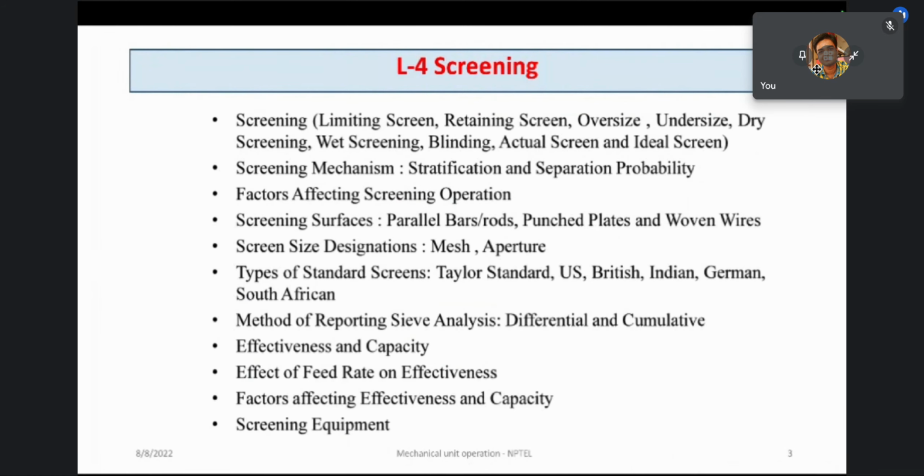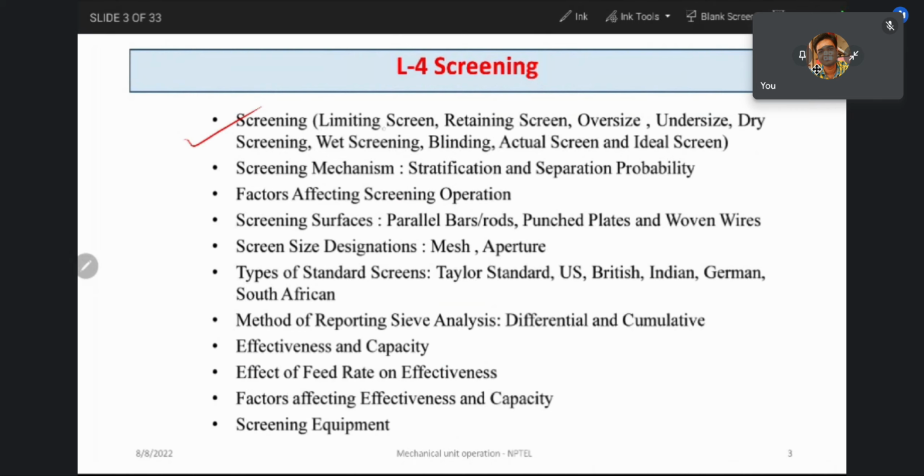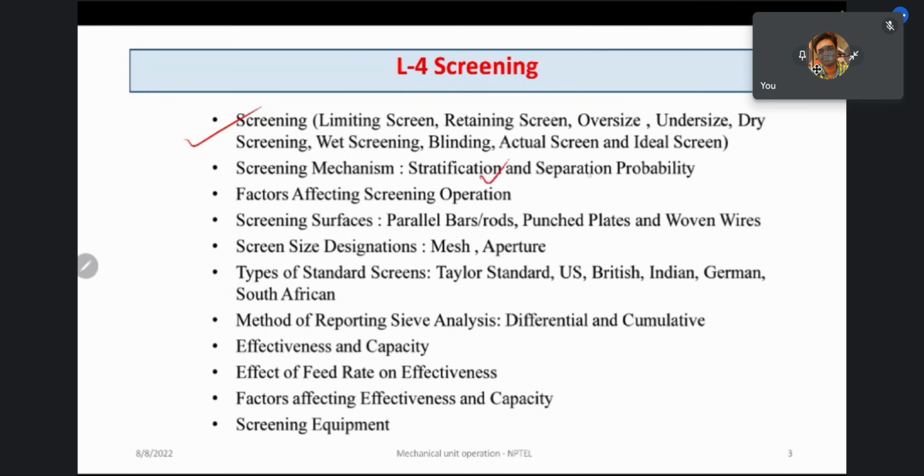Now we'll start with screening. These are the basic terms you need to focus on, the terms which come to mind when you hear about screening. Many keywords come to mind: limiting screen, retaining screen, oversize, undersize, dry screen, wet screen, blinding, actual screen, ideal screen. These are the fundamental things you need to understand. Then the mechanism: stratification and separation probability. By screening, we are going to check and use these two properties to screen the materials.